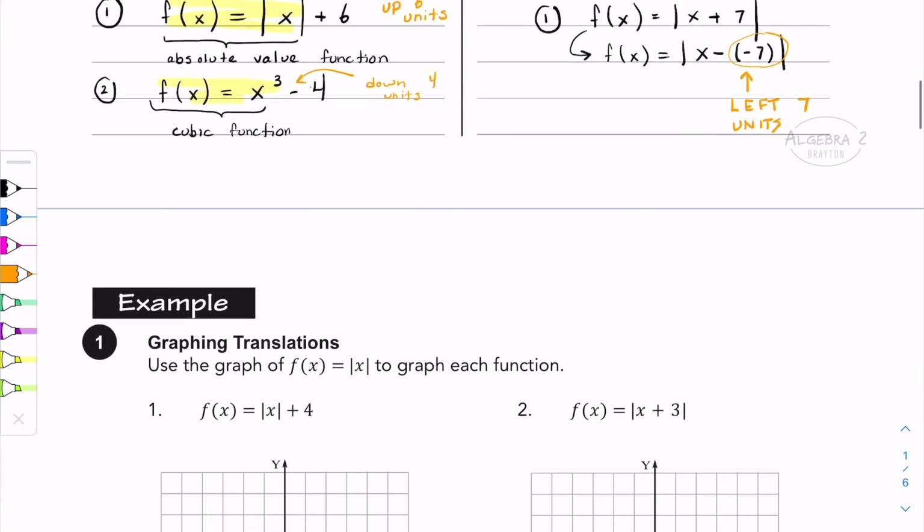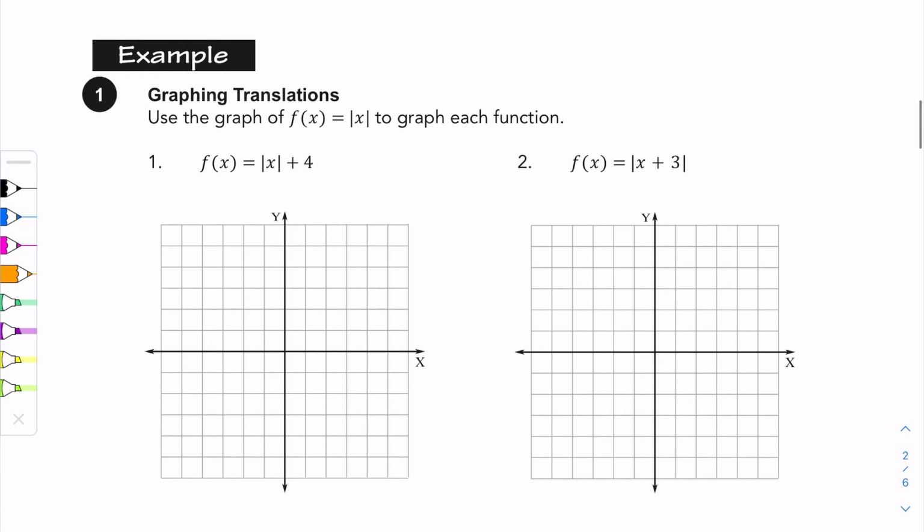Okay, let's take a look at these two examples. Both of these examples are going to use the same parent function, which is f of x is equal to the absolute value of x. So this is where that flip book or your notes is going to be helpful. You have to know what the parent function of the absolute value of x is. I am not going to give that to you. So it's your responsibility to know that the parent function has key points at -2, 2, -1, 1, 0, 0, 1, 1, 2, 2.